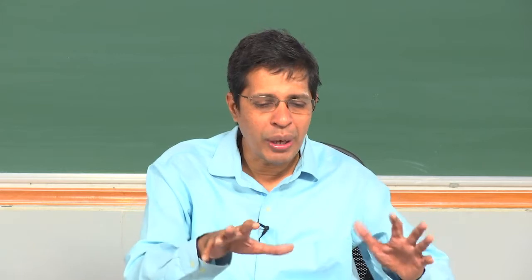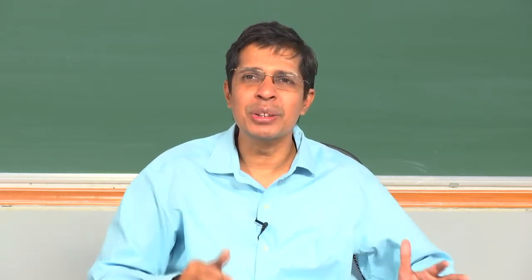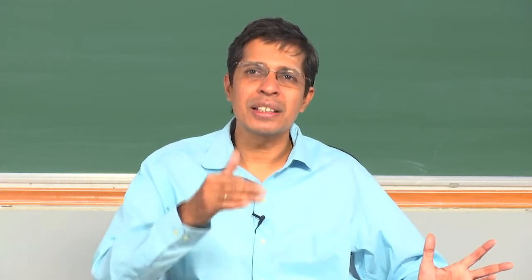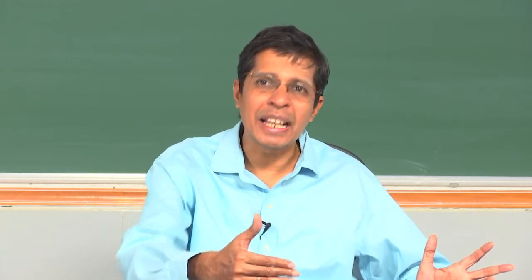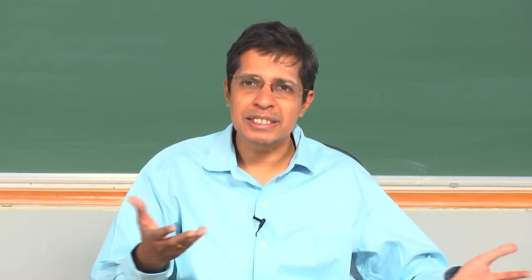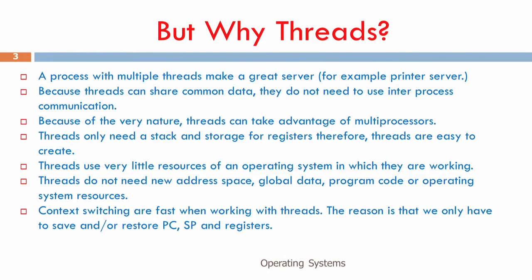So the slide "why threads" basically assumes that we are trying to do user level threading, and many of these points become an advantage when you are doing user level threading, especially the 7th point here, which says that context switching is fast when working with threads. This is true when we do user level threading, but not so true when we do kernel level threading. Nevertheless, switching from one thread to another, whether it is user level or kernel level threading, is faster than switching from one process to another process.